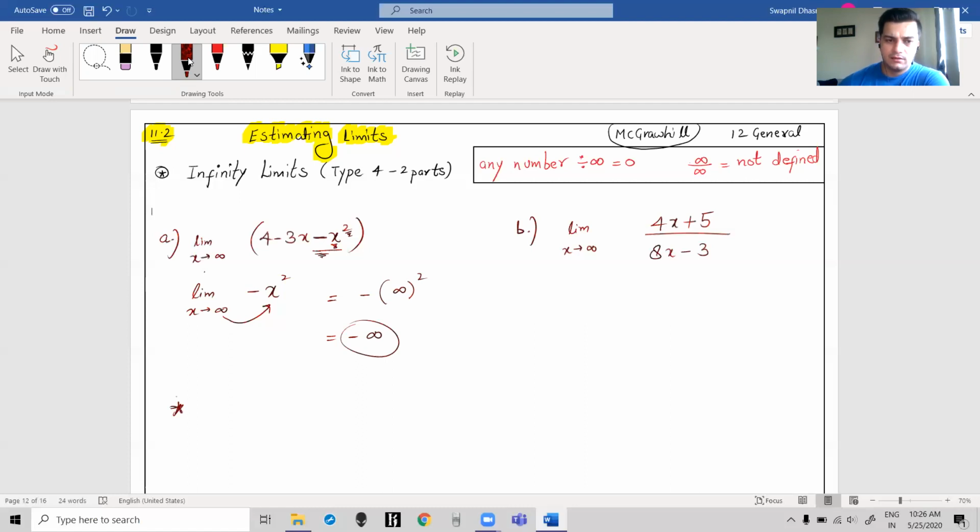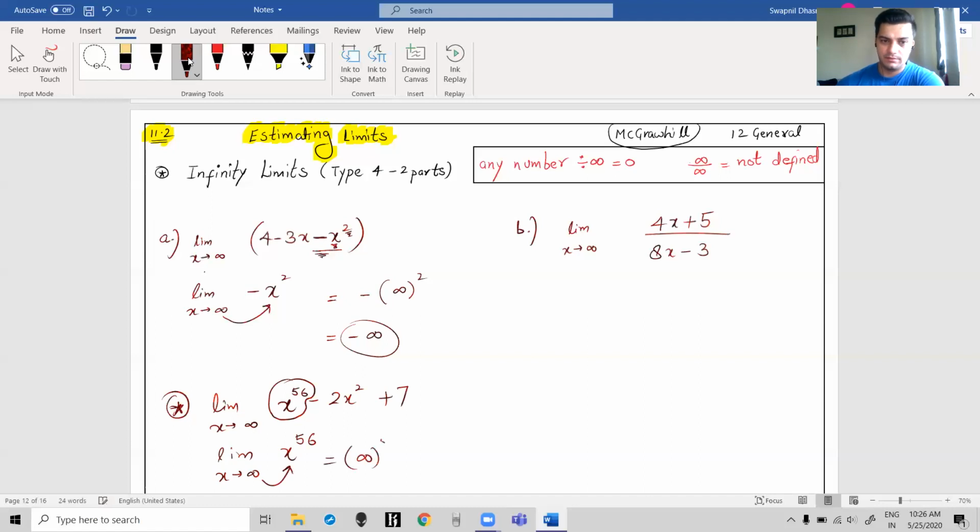Another very quick example, if you have limit x goes to infinity, and you have an equation like x to the power 56 minus 2x squared plus 7. So you just take the highest power, the degree, and put infinity in place of x. So it's going to be infinity power 56, which is infinity. So this is the type 1 questions you will see.